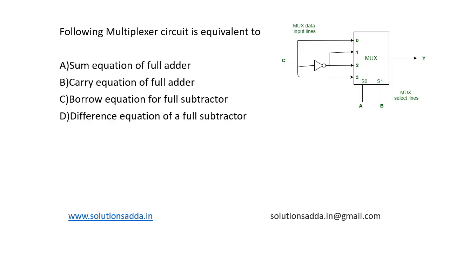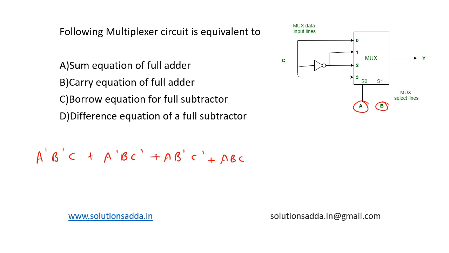This is a previous ISRO question. We are given a multiplexer circuit and we are asked to identify what the circuit is equivalent to. So we have two select lines, A and B. And the expression can be as follows: A bar B bar C plus A bar B C bar plus A B bar C bar plus A B C.